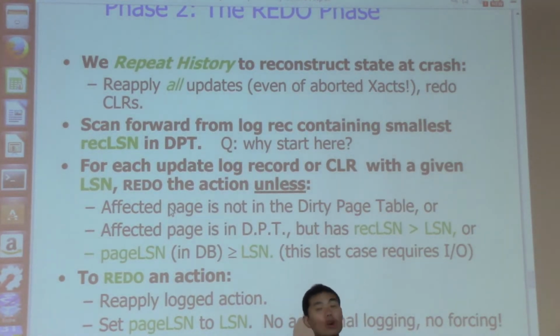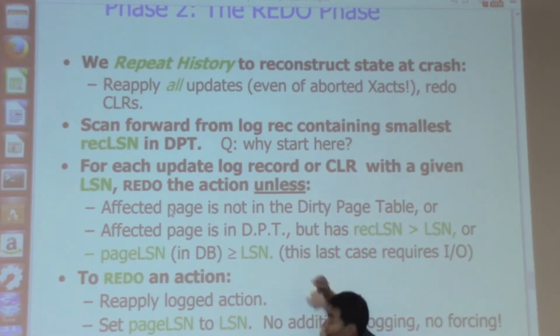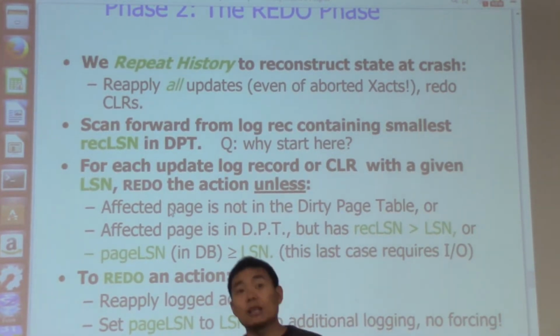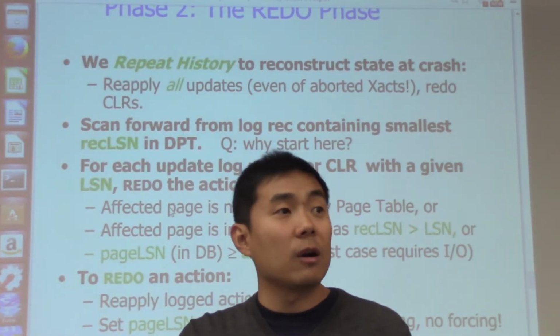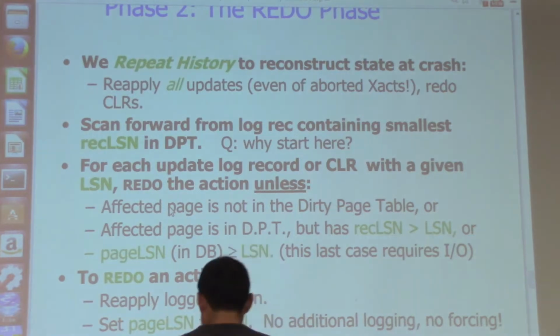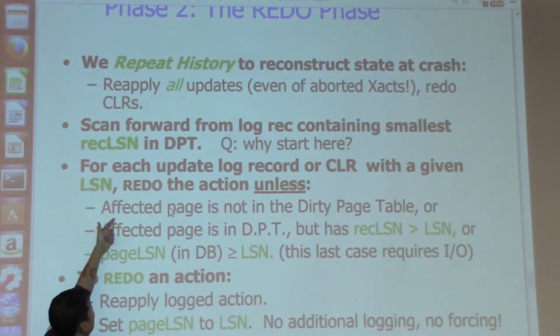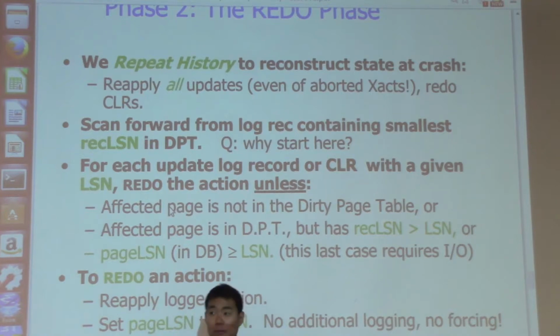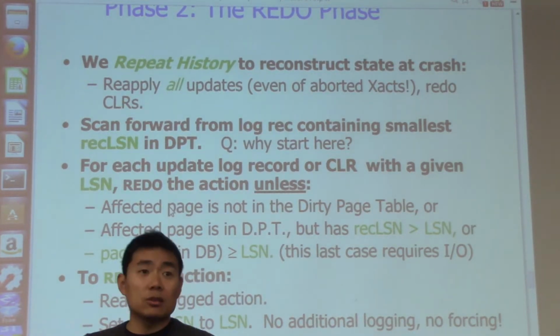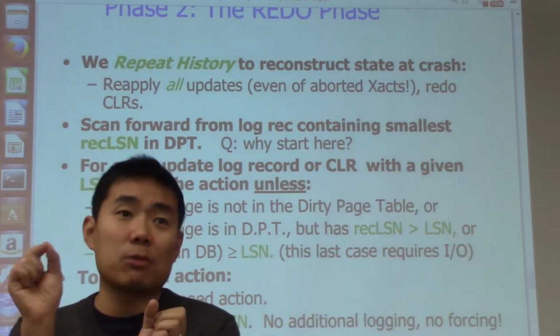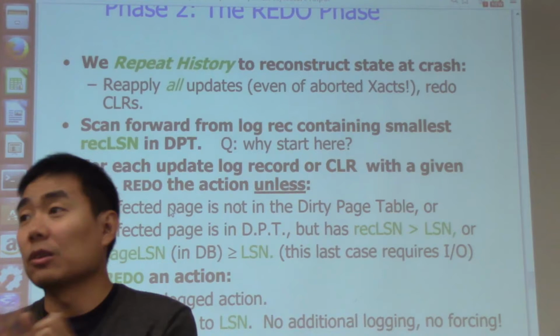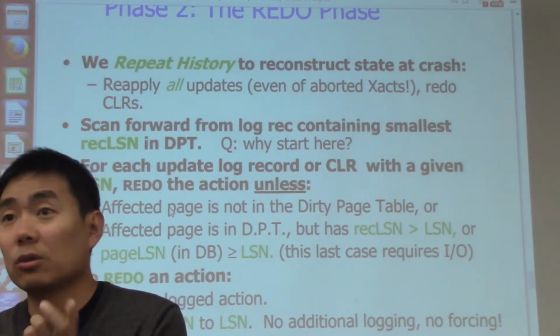But we can be a little bit more efficient in what we do. If one of three conditions is true, then you don't need to redo the corresponding update or CLR log record. Why? What are the three conditions? One is the affected page is not in the dirty page table. If that's the case, you don't have to redo this. Because that means at some point the buffer manager has come and removed this from the dirty page table, so the changes made by this update log record must have been reflected on disk. You follow me?